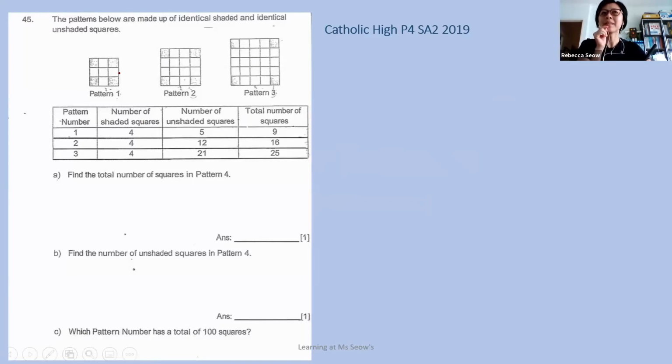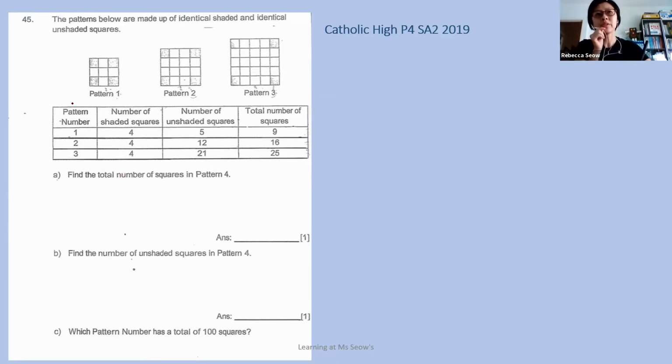It says that the patterns below are made up of identical shaded and identical unshaded squares. Find the total number of squares in pattern 4. Now, noting that they ask you to find the total number of squares in pattern 4, there is obviously a pattern going on. So let's look in terms of the different columns and try and spot the pattern.